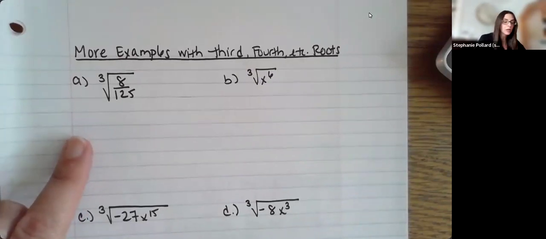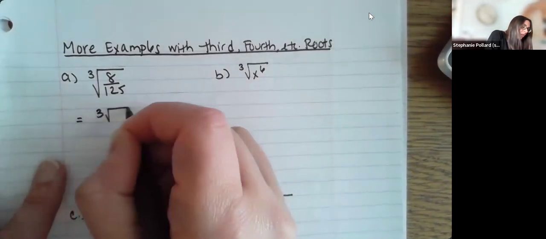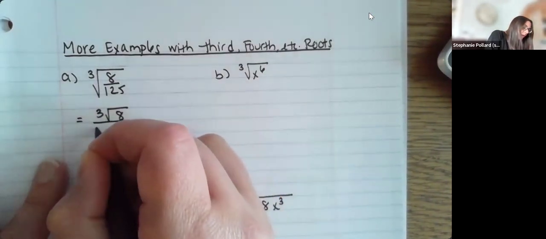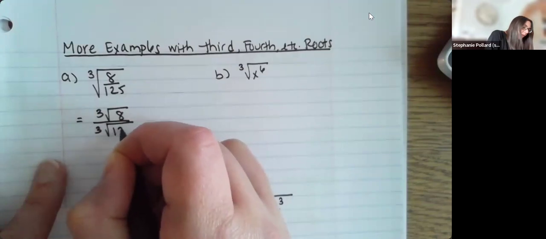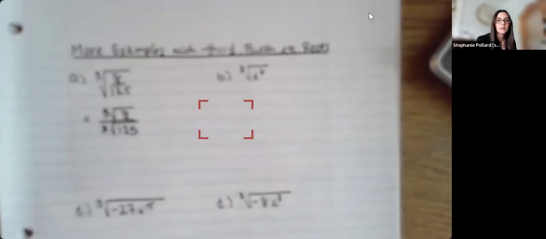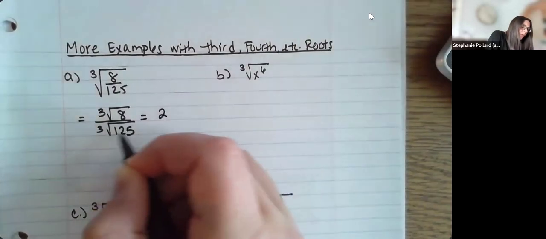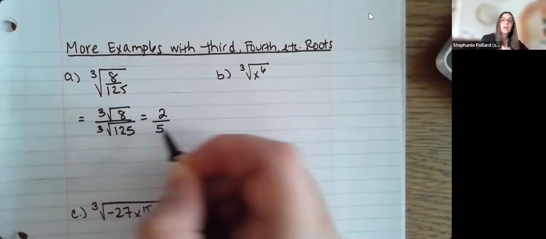Now, when you have a fraction, one way you can do this is you can break that apart and consider the top and the bottom separately. So I can take the cubed root of both the numerator and the denominator here. So the cubed root of 8 is going to be 2, and the cubed root of 125 is going to be 5.